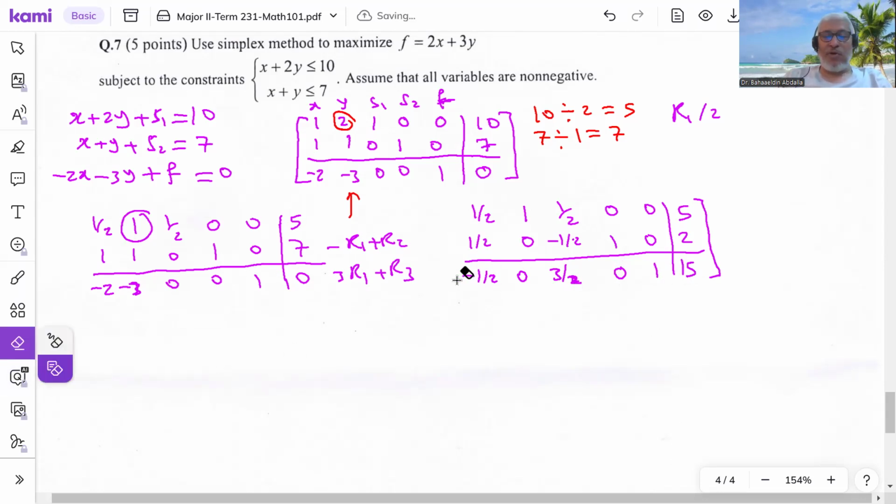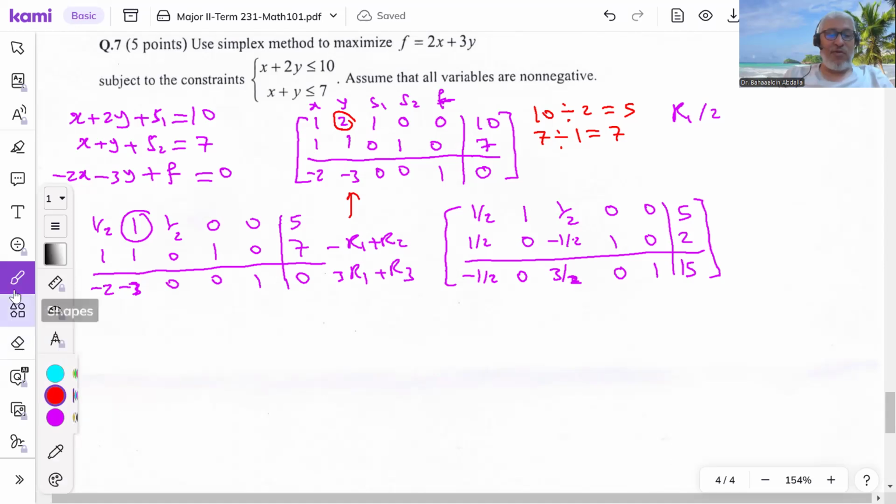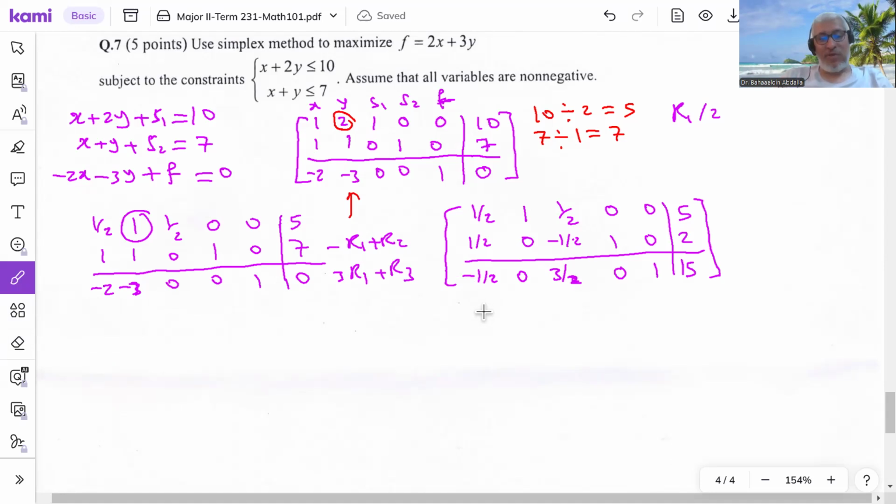Now you look to the objective row again. Objective row, the last row. Do you still have negative numbers? Yes. So the problem is not solved yet. So I have to get rid of this negative. How? Similarly, I have to do a pivot operation. How to do a pivot operation? Find the pivot entry. What is the pivot entry? Well, I have only one negative number, so this is the pivot column.